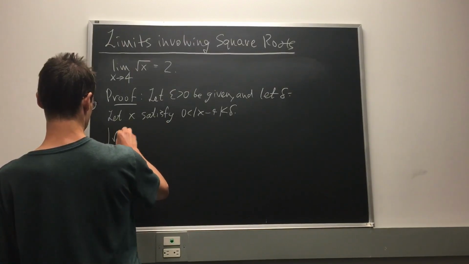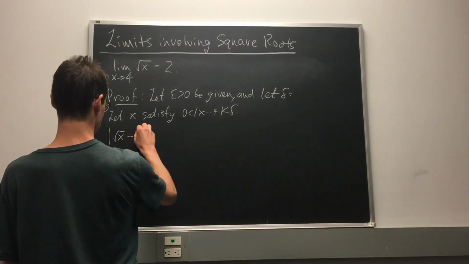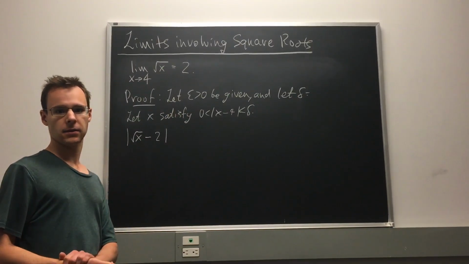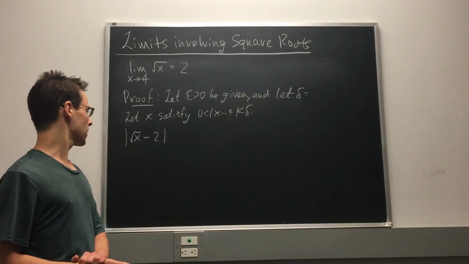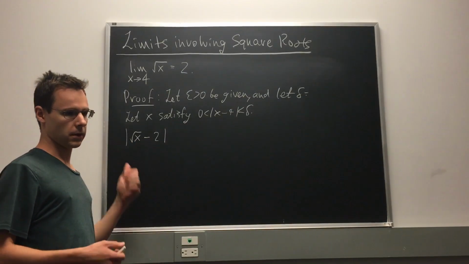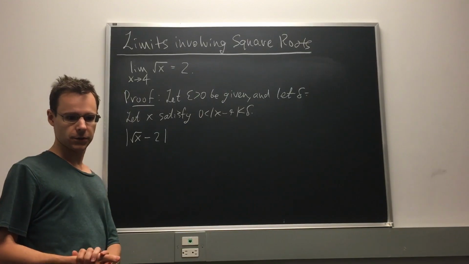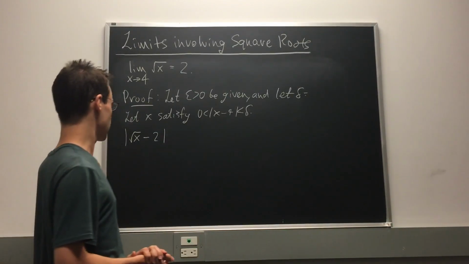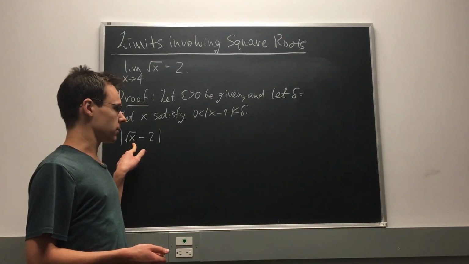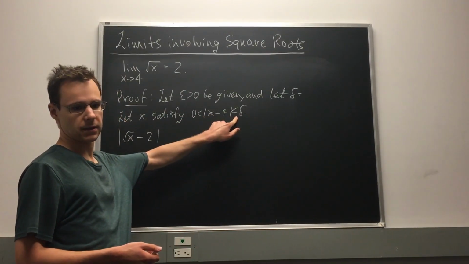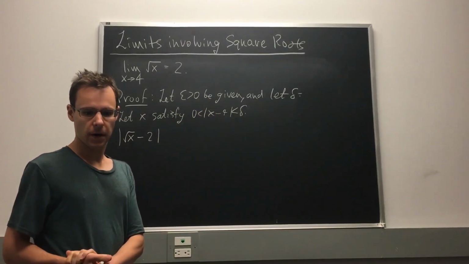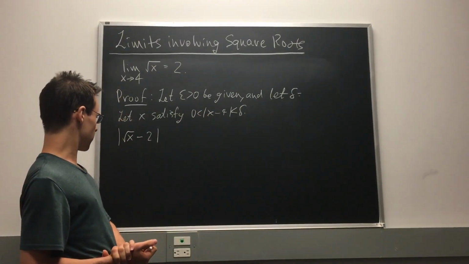Well, we start off in the usual way, |√x - 2|. We want to show that this can be made less than epsilon. Now, this does not factor. So this is a bit different than what we're used to with polynomials. Okay? We want to get an |x - 4| in the picture because we know something about that. We know that's less than delta. So we have to mess around with this and get that x - 4 to pop out. What should we do here?